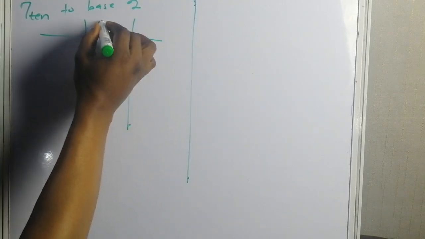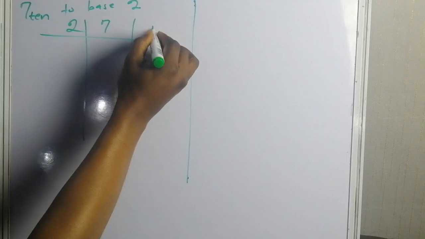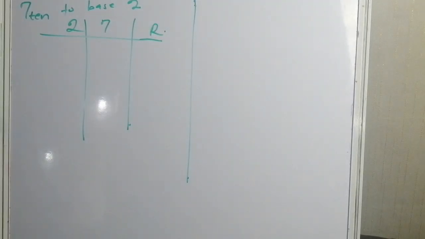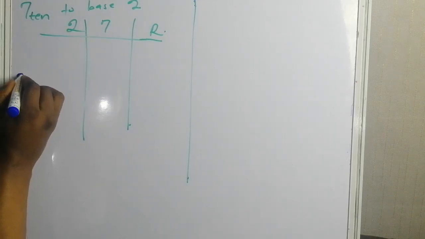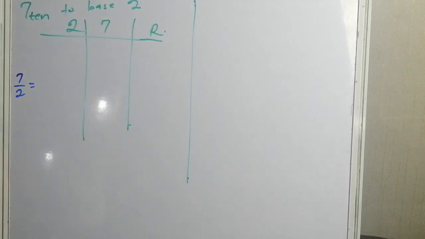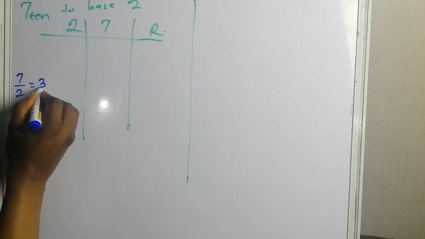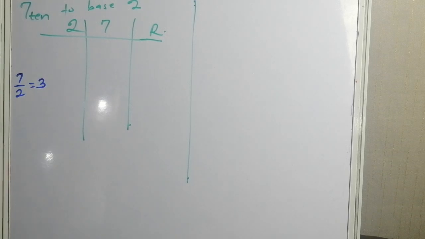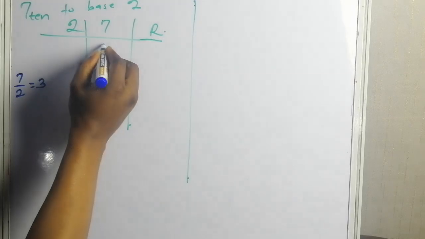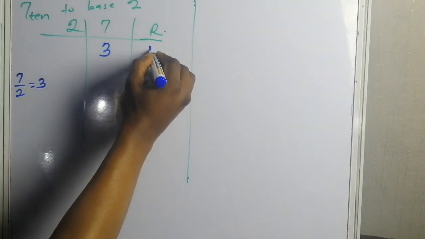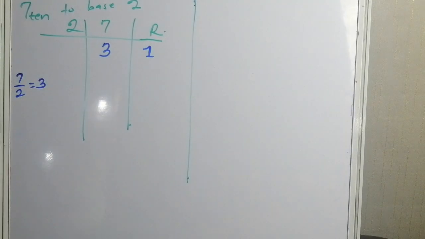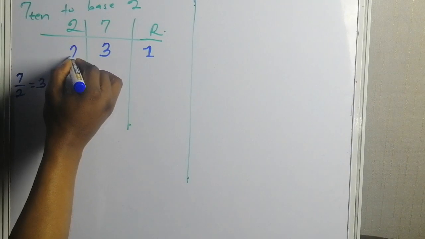So you have your 7, you have your 2, you have your remainder. It's as simple as that. 7 divided by 2. 2 can go in 7 in 3 places. 3 times 2 is 6. It will remain 1. So 3, remainder 1. Very simple. So 2 again.